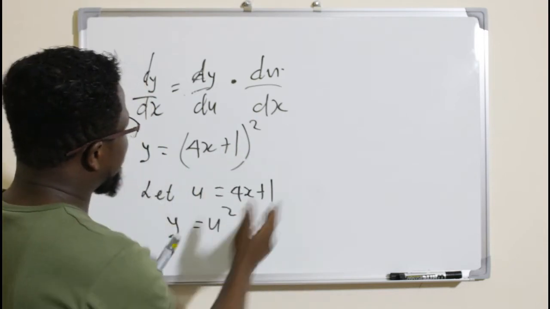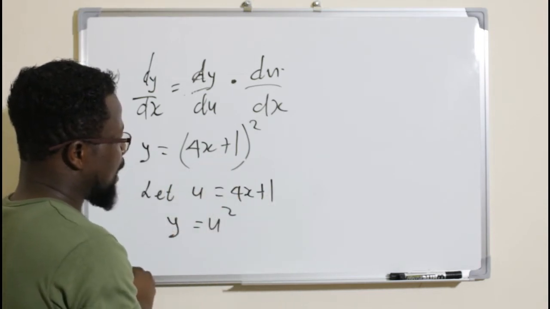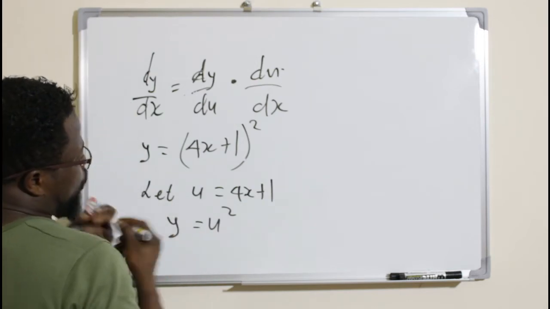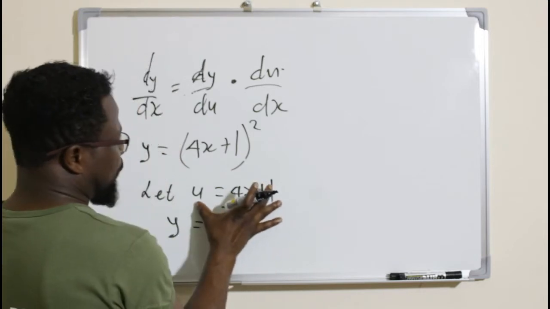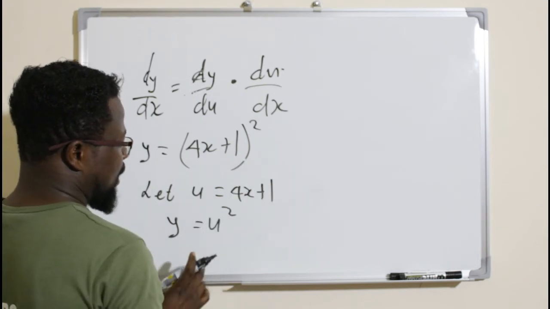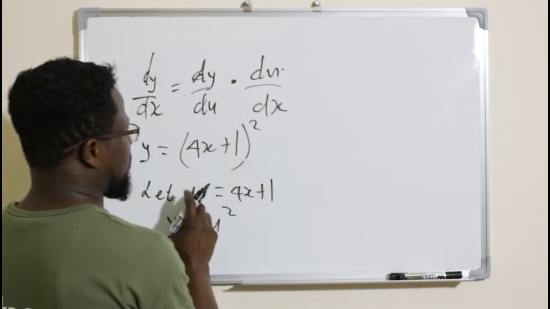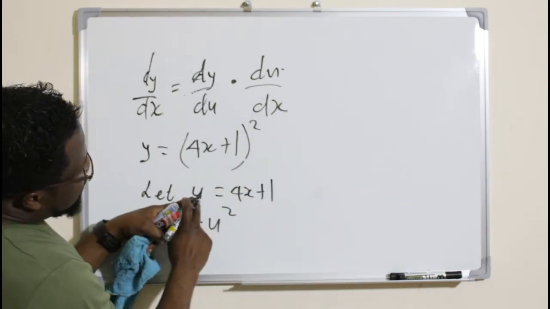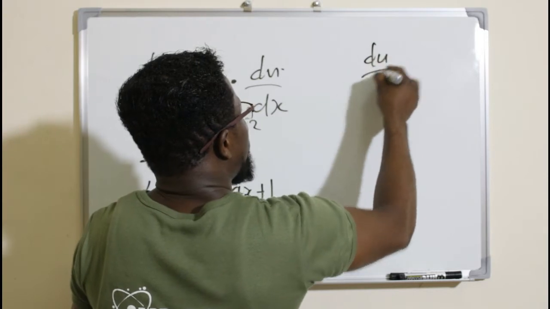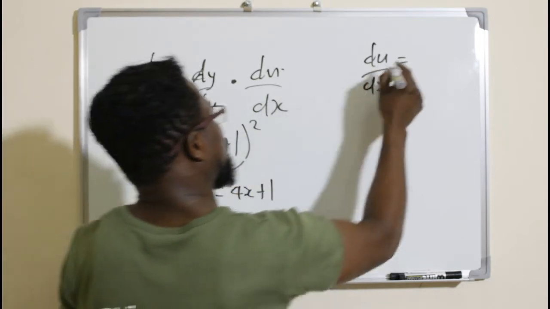So let's try and solve this using the chain rule. I have let this function be equal to u, and then y is now equal to this. So what do I do? Here, this function is u. I need to find the derivative of this function and find the derivative of this function as well. After finding both derivatives, I will then multiply the two together. So let's find the derivative of this. We are going to differentiate u with respect to x, so it's going to be du/dx, and if I take the derivative of this, it is just going to be 4.